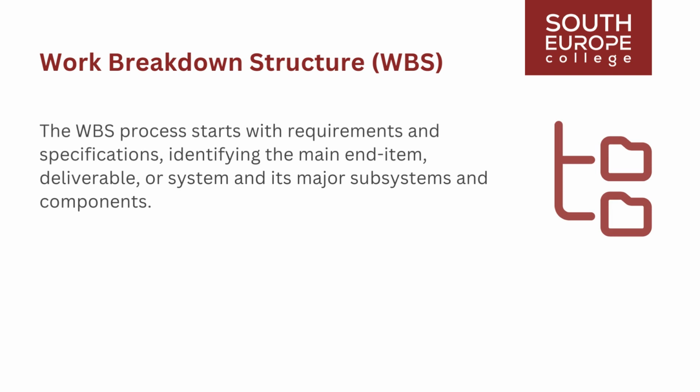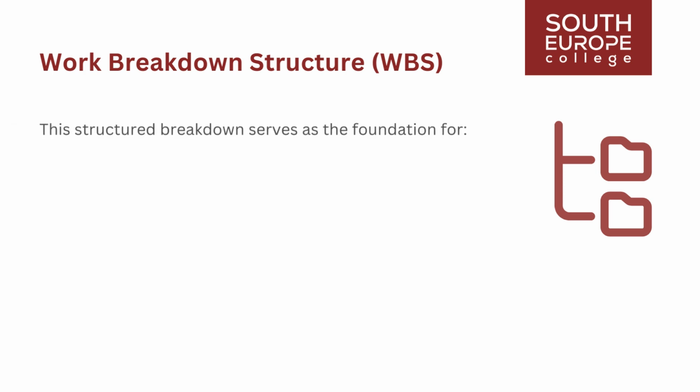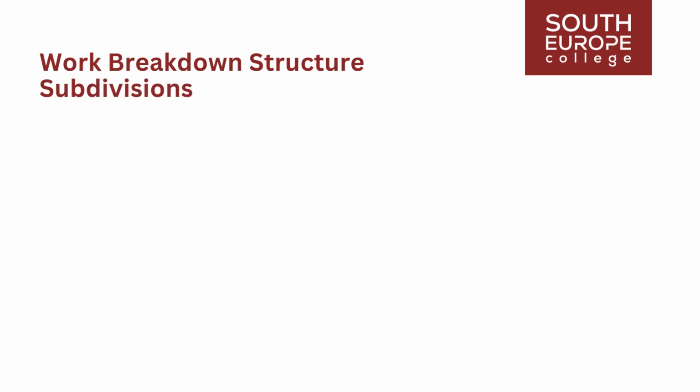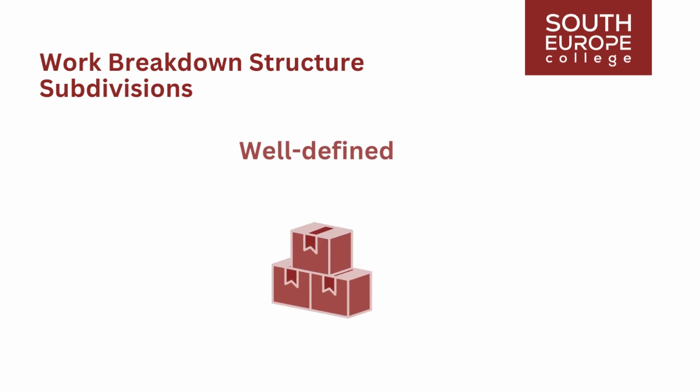The WBS process naturally starts with requirements and specifications, identifying the main end item, deliverable, or system and its major subsystems and components. This structured breakdown serves as the foundation for assigning project responsibility, contracting. Limiting the number of levels in the structure is recommended for effective communication and simplicity in budgets and schedules. The work within each subdivision of the Work Breakdown Structure, WBS, must be well defined. If it is not, then the subdivision must be subdivided into smaller boxes.